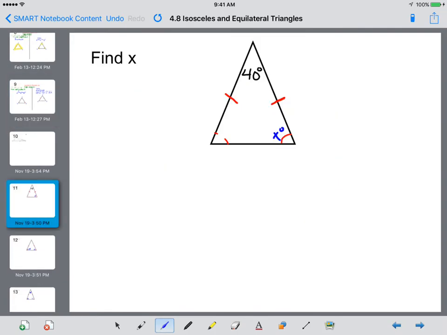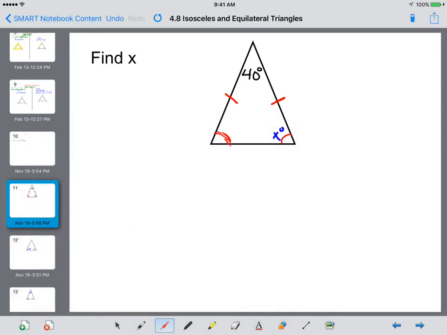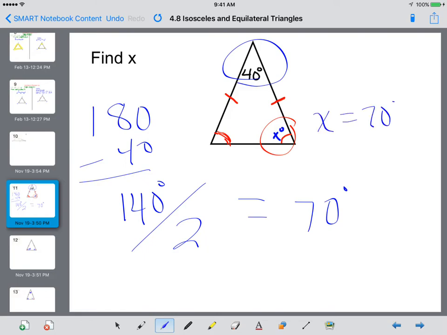Let's dive into an example here. We have what appears to be an isosceles triangle, where we know that if the sides are congruent, the angles are congruent, and we're trying to find the measure of x here. Well, we know if we add all three angles in a triangle, we get 180. Let's take away the vertex angle. Take away 40 from that. That means we're left with 140 degrees. And if we know that each angle is equal, then we just have to cut that 140 in half, where we would get 70 degrees. So x is equal to 70 degrees.